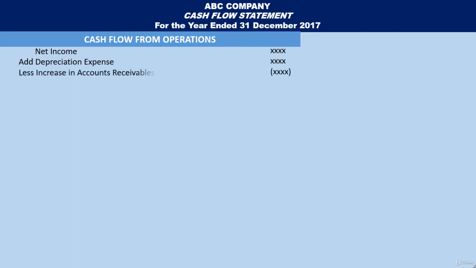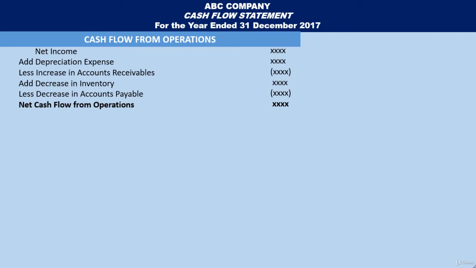Then we deduct the account receivable because customer purchases on credit, which increases our account receivable. After that, we add the inventory because we sell inventory due to which cash increases or cash comes into the business. After that, we deduct the accounts payable as we paid accounts payable, which also decreases our cash. Then we add up all the cash coming in and going out from the operations. Then we will get the net cash flow from operations.